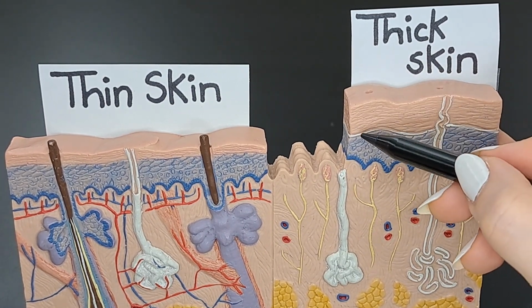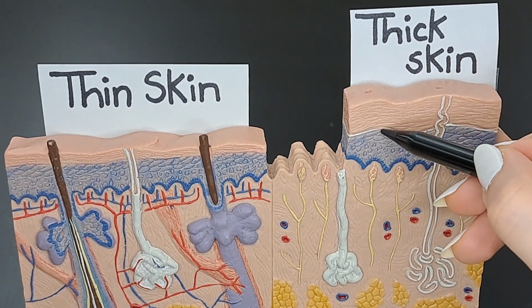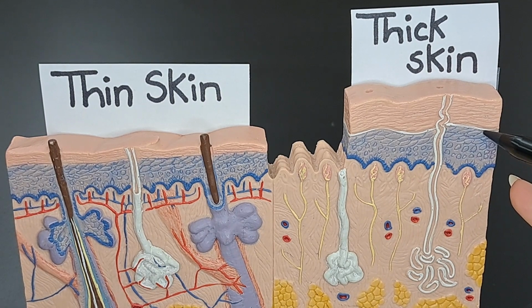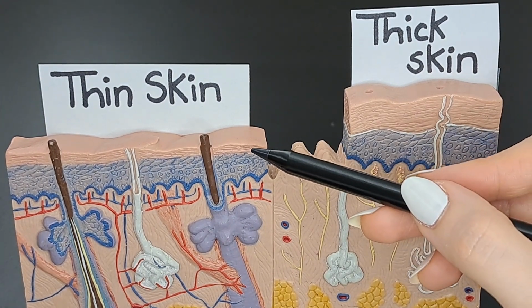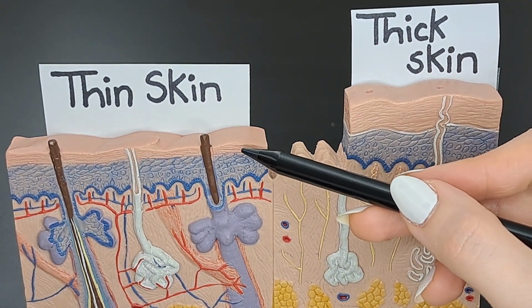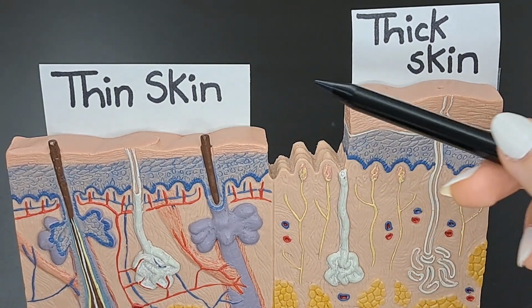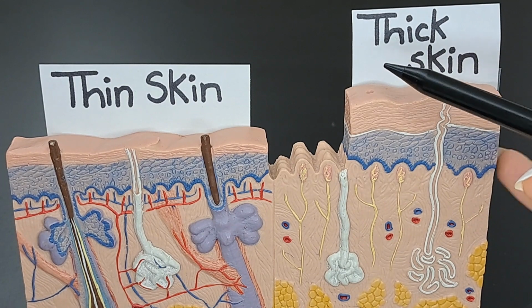The second layer of the epidermis is the stratum lucidum, which is the layer in white. The stratum lucidum is not in the thin skin. That is the second difference between the epidermis of the thin skin versus the thick skin.